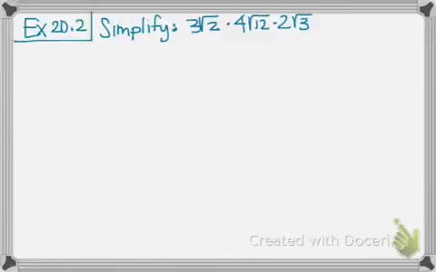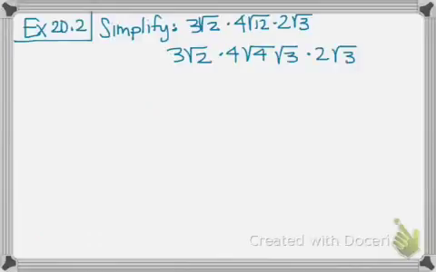Simplify 3 square roots of 2 times 4 square roots of 12 times 2 square roots of 3. What you really could do here is just multiply everything out. I'm going to break it down just a little bit so that you can see the rule. 3 square roots of 2 times 4 times the square root of 4 times the square root of 3 times 2 square roots of 3.